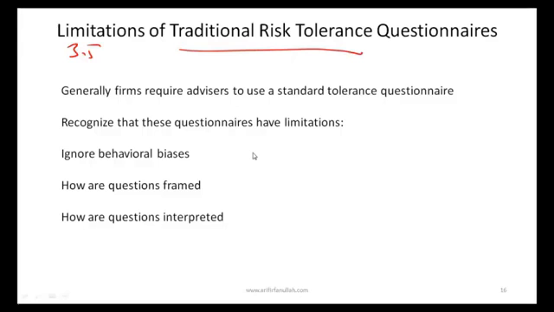So you can imagine that all large firms will have the standard questionnaire which all investment advisors are supposed to use. But what is being pointed out here is, while that's a good thing to do, there should be standardization, but we need to recognize the limitations of those questionnaires. So those questionnaires might ignore behavioral biases. They might be, so questions are asked in a certain way.